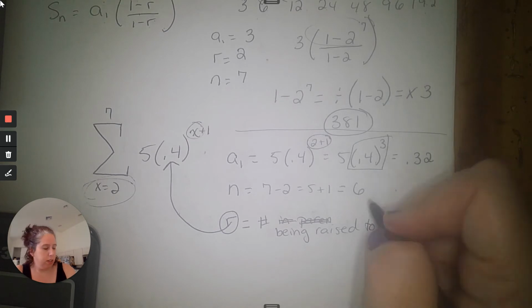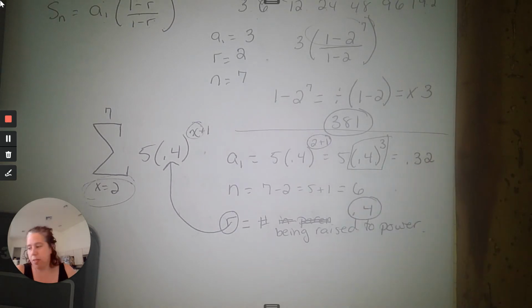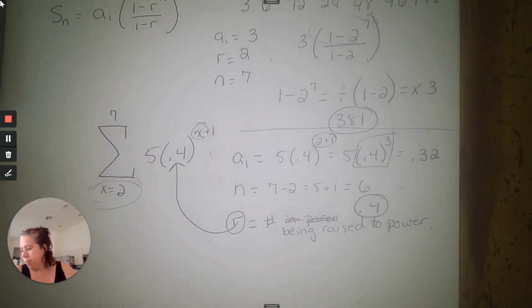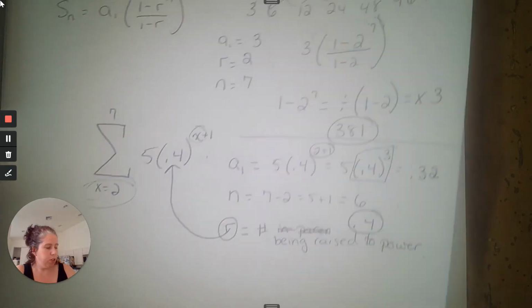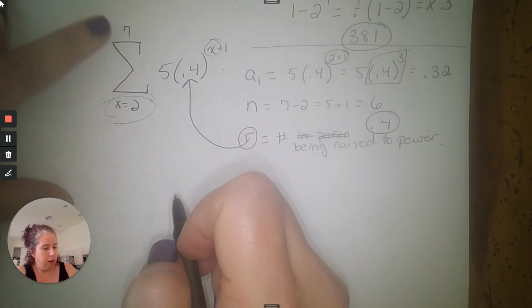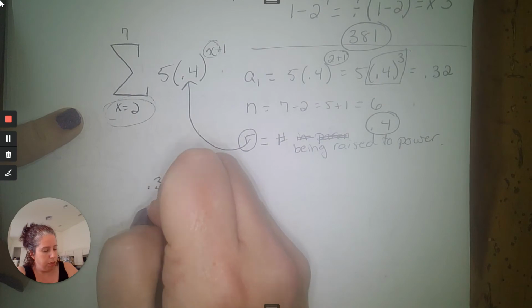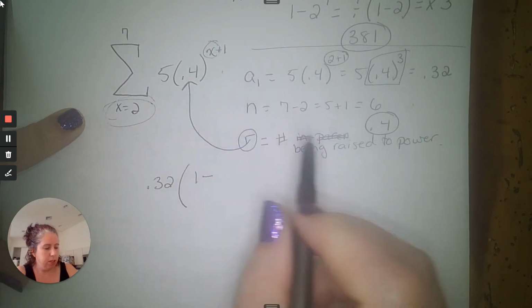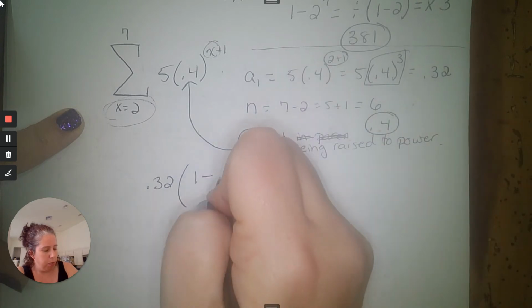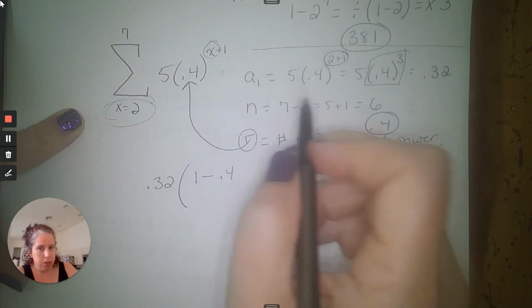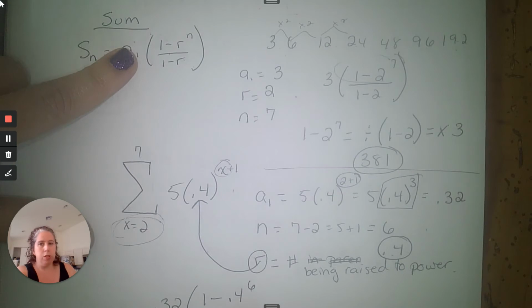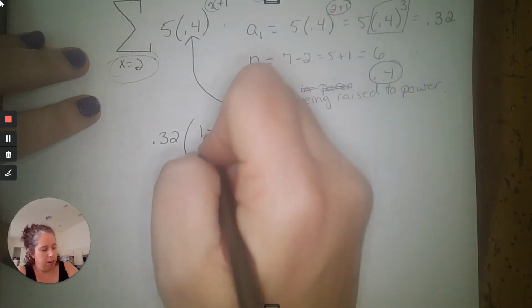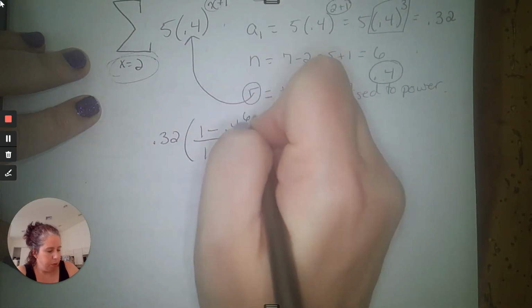Okay, so in this case, it's going to be 0.4. All right. So then we're just going to plug it in the formula, right? So A1 is 0.32 times 1 minus R, so that's 0.4 to the n power, which is 6. Again, we're using this formula right here. Divided by 1 minus 0.4.